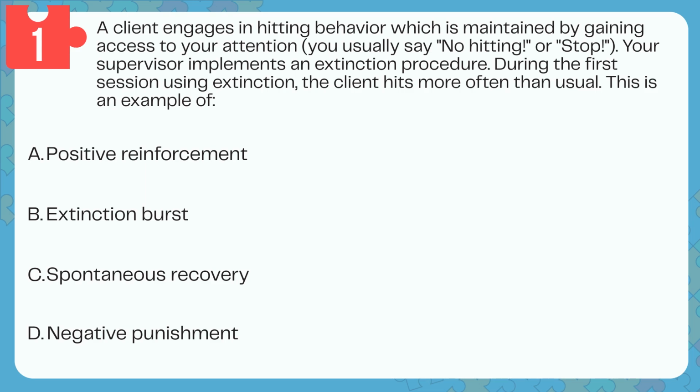Question 1. A client engages in hitting behavior which is maintained by gaining access to your attention. You usually say, "No hitting," or "Stop." Your supervisor implements an extinction procedure. During the first session using extinction, the client hits more often than usual. This is an example of A. Positive reinforcement, B. Extinction burst, C. Spontaneous recovery, D. Negative punishment.